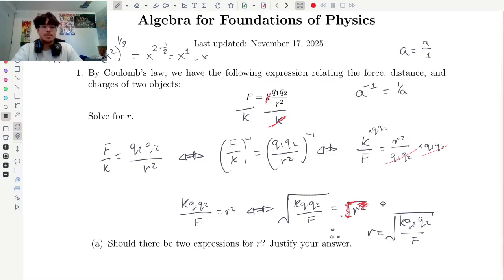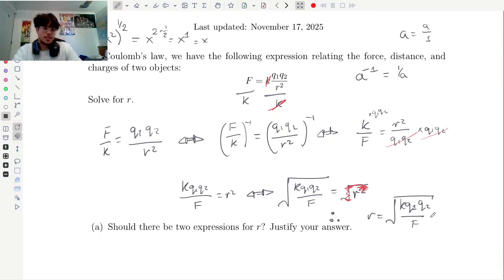Now, because this is just a number times a fraction, another way of writing this is k times q1 q2 over f. So this is us staying consistent with the fact that k isn't a part of the fraction. Well, it is, but it's just not in the numerator. It's just times and still. It's the same thing, right?